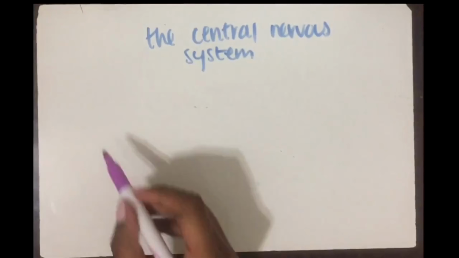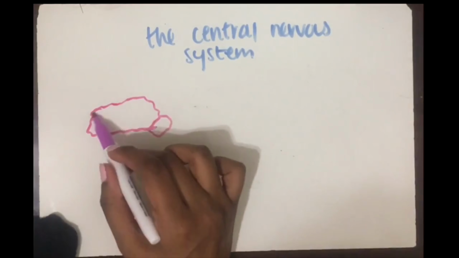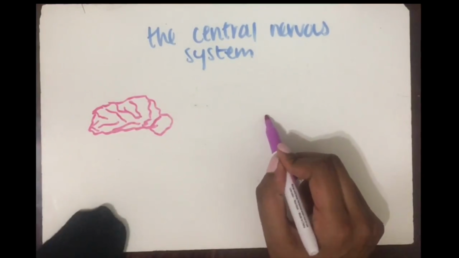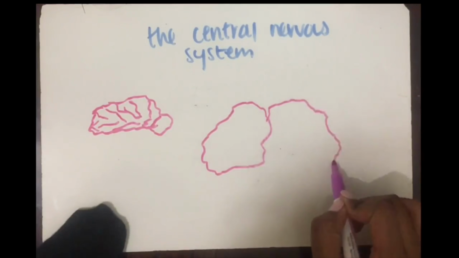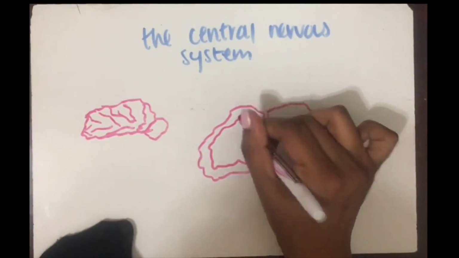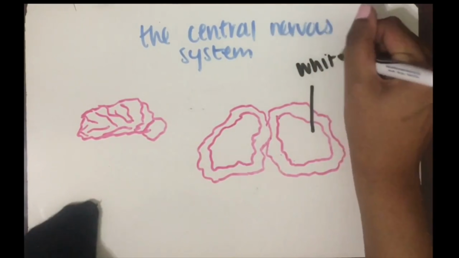The brain is also made up of two types of tissue, the white matter and the gray matter. The white matter is composed of bundles of myelinated axons, while the gray matter is made up of unmyelinated axons, nuclei, and dendrites.